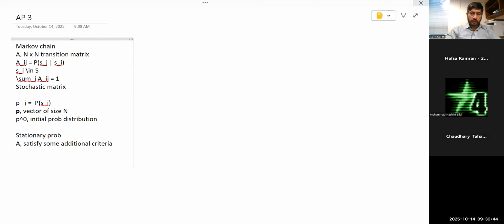So this additional criteria is that A should be irreducible. We wouldn't be able to discuss these in much detail. And the second criteria is that A should be aperiodic. So these two additional conditions should also hold, and then the Markov chain would have a stationary probability irrespective of the initial probability distribution. Okay? So whatever the initial probability distribution, if these conditions are satisfied and the chain runs for a long period of time, you will attain a steady state probability distribution.